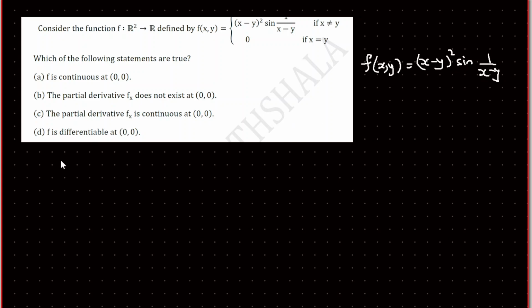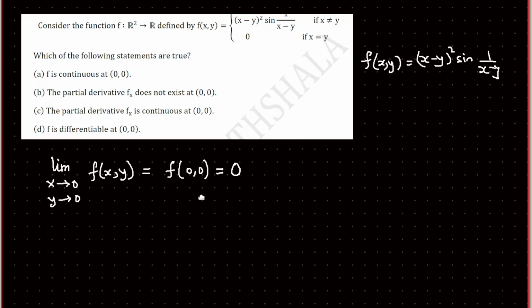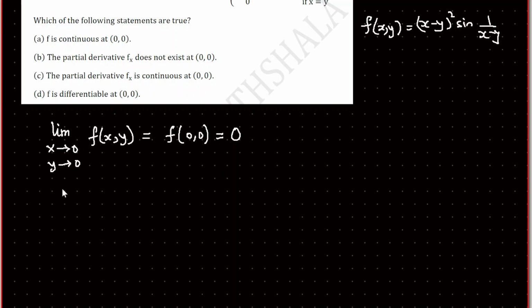So it asks if f is continuous. How do we check it? We take the limit as x goes to 0 and y goes to 0. We want the limit of this to be equal to f(0,0). But what is f(0,0)? That is nothing but equal to 0, right? Now this is what we have to check. So we have the limit as x and y go to 0 of (x − y)² sin(1/(x − y)). This is what we need to compute.